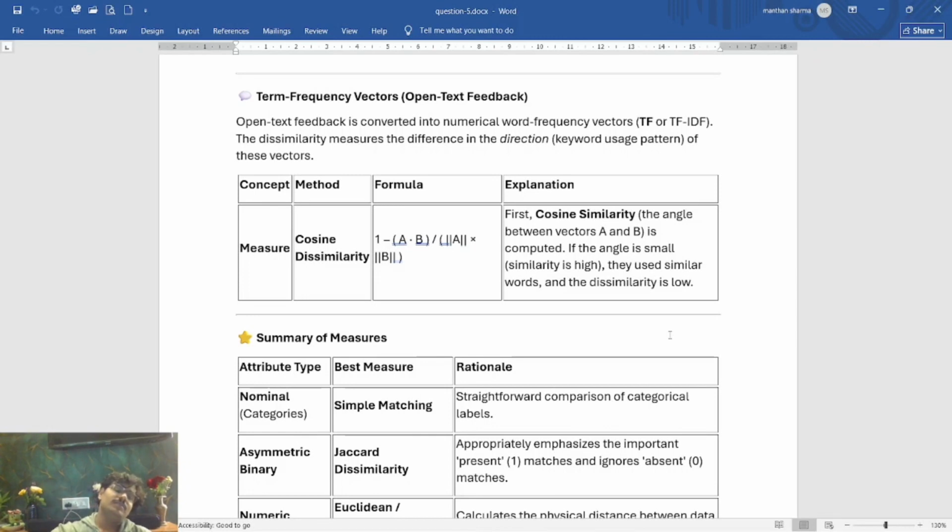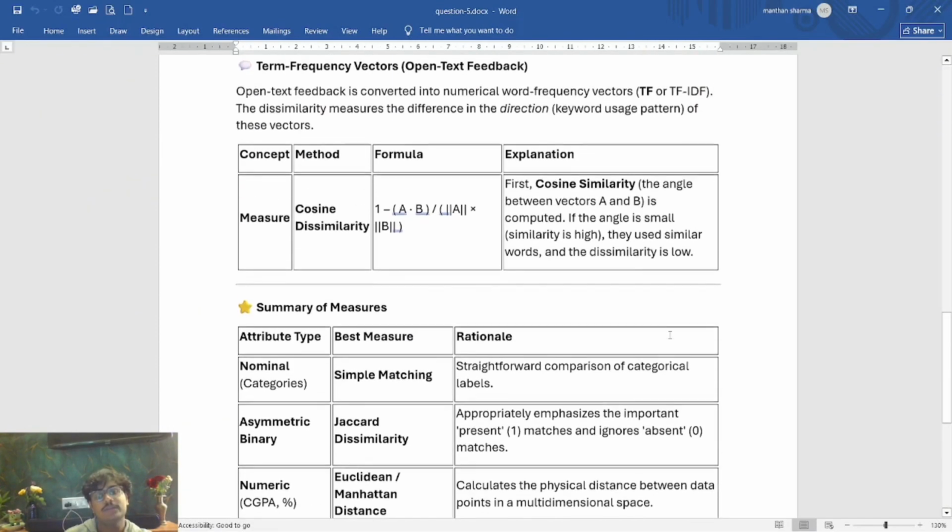Here's what that means. First, we compute cosine similarity, which measures the angle between two word vectors. If the angle is small, the students use similar keywords, meaning their feedback is similar. And then we subtract it from one to get the dissimilarity. Cosine-based dissimilarity is extremely useful because it focuses on the pattern of word usage rather than raw counts, making it perfect for text analytics. So let's quickly recap the dissimilarity measures for each attribute.